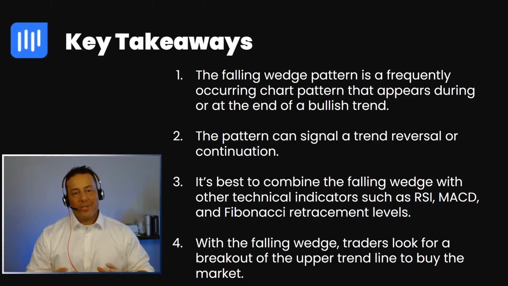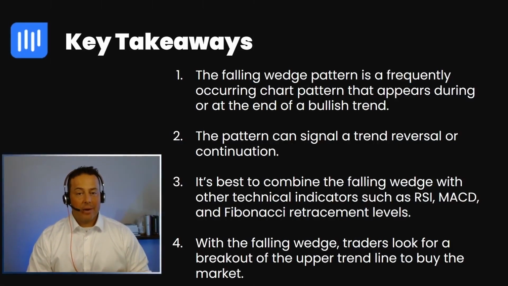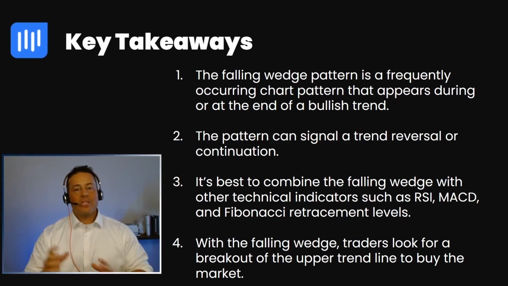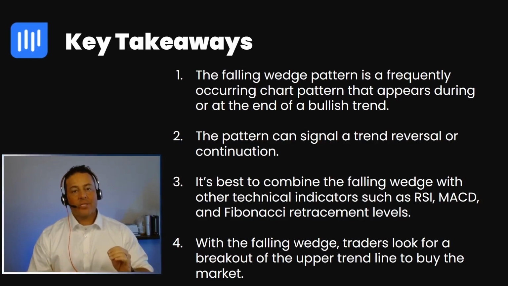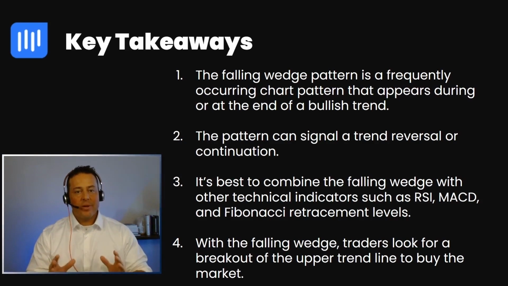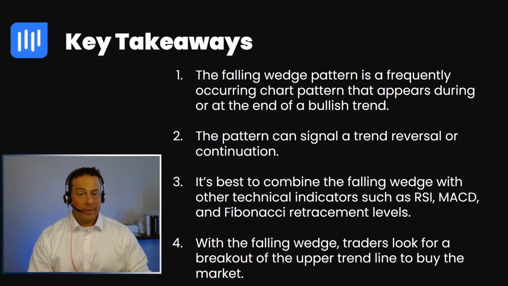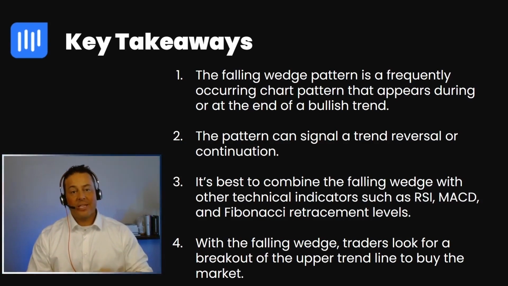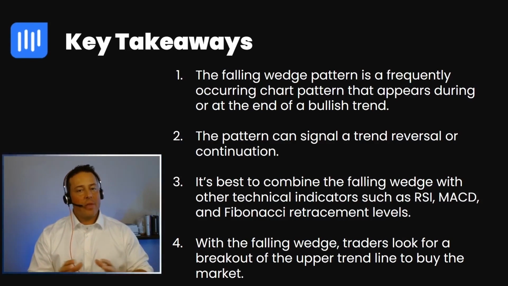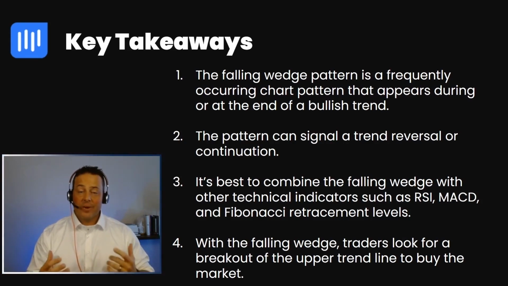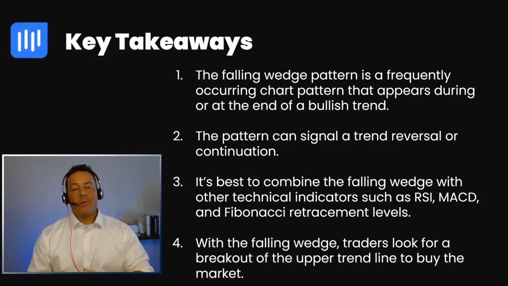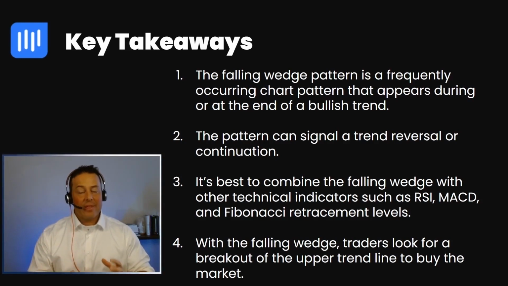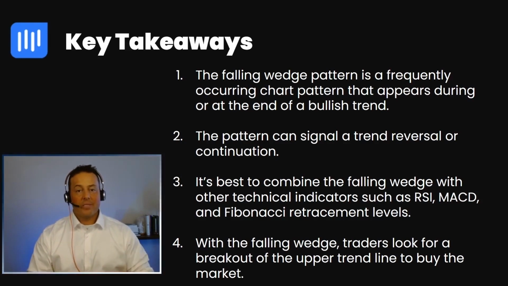Now, let's review some of the key takeaways from the falling wedge pattern. Number one, the falling wedge pattern is a frequently occurring chart pattern in Forex trading that appears at the end of a bullish trend or during a pullback in a bullish trend. The pattern can signal a trend reversal or continuation, depending on the condition of the market itself. It's best to combine the falling wedge pattern with other technical indicators, including moving averages, RSI, MACD, and Fibonacci retracement levels. When using the falling wedge pattern, a trader will be looking for a breakout of the upper trend line as a signal to buy the currency pair.